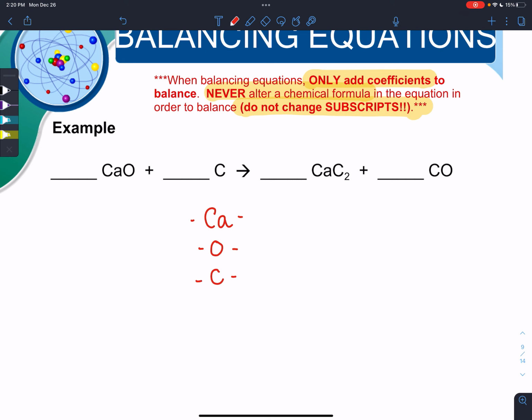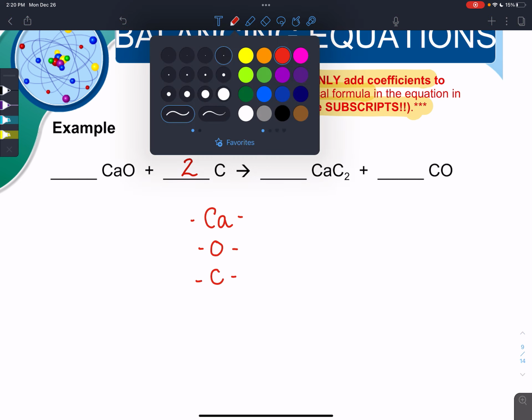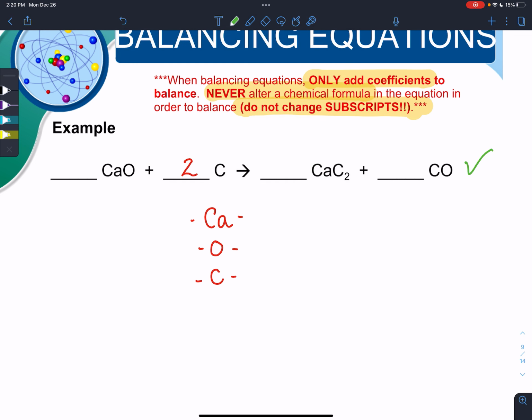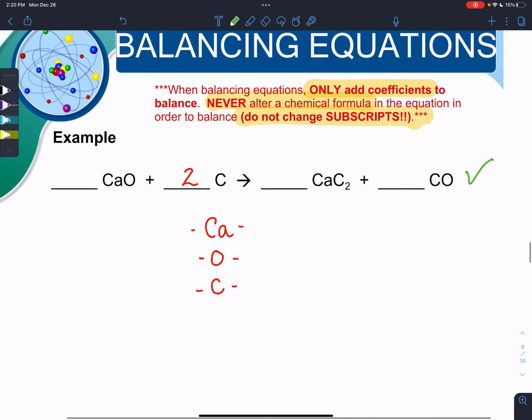So I'm going to fix it by putting 2 carbons right here. Now let's double check it. 1 calcium, 1 calcium, 1 oxygen, 1 oxygen, 2 carbons, 2 carbons. I am balanced. And that's it. So again, you could have done that with the atom inventory underneath it. It's completely 100% up to you. Whichever method makes this kind of puzzle make sense to you, that's the method that I would approach it with.